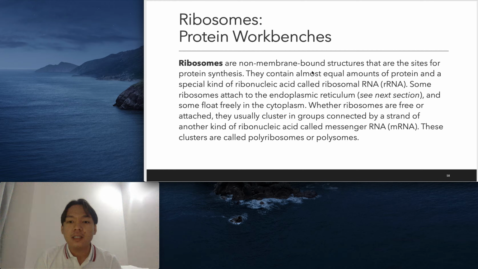What does it mean? Whether they are free floating in your cytoplasm or attached to the ER, they usually cluster in groups connected by a strand of another ribonucleic acid, which we call mRNA. These clusters are called polyribosomes or polysomes. The messenger RNA is important in the process of transferring information from the DNA to proteins or amino acids, and we will be discussing that in cell division and inheritance.